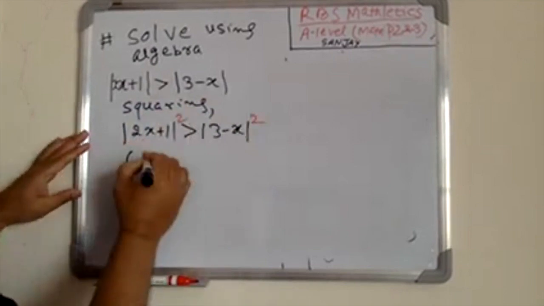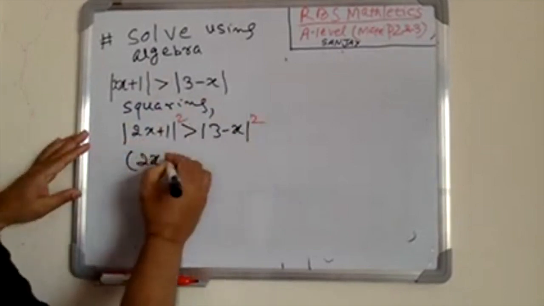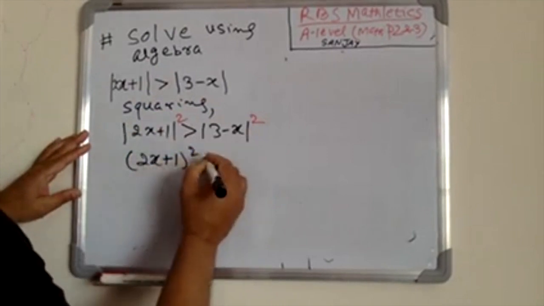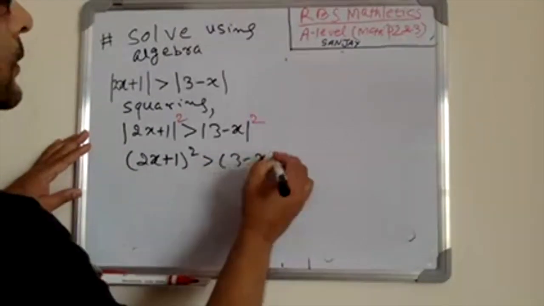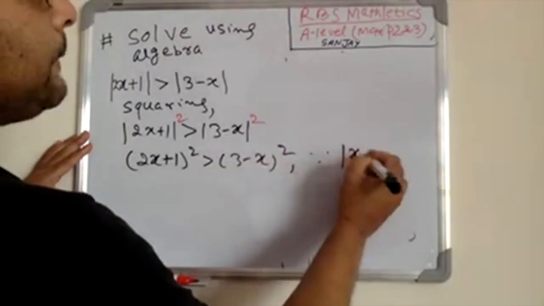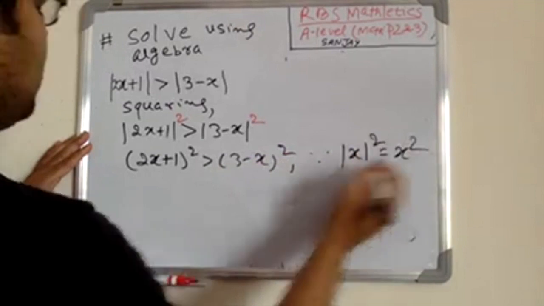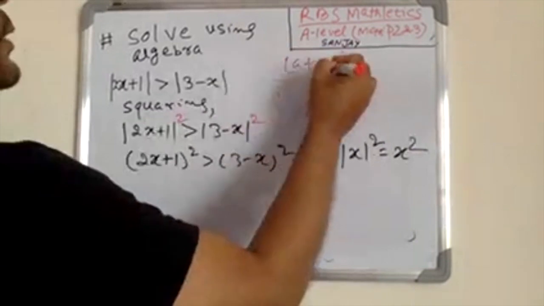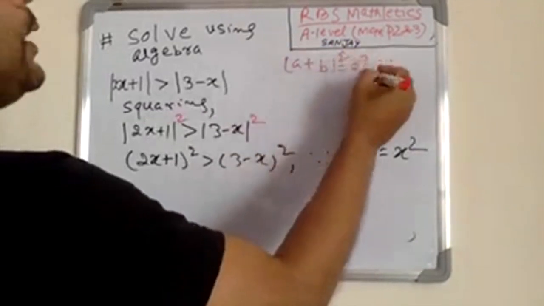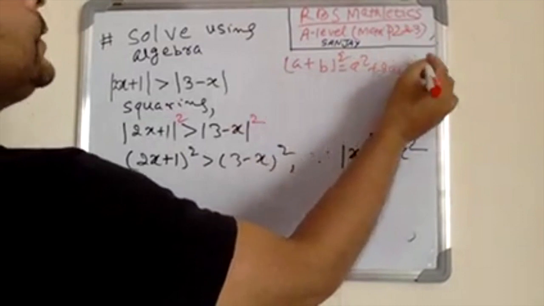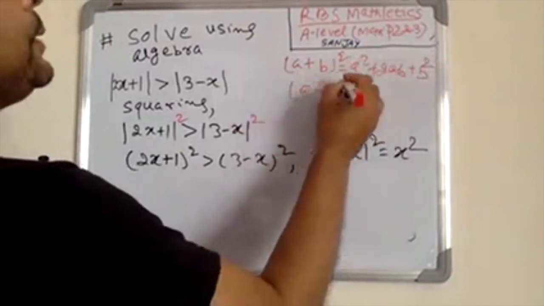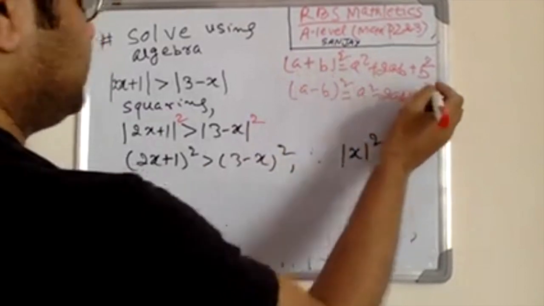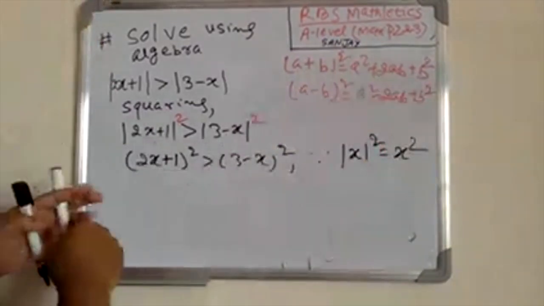Now, after this step, you can write without the absolute value sign, without modulus, (2x plus 1) squared is greater than (3 minus x) squared. The reason is that the absolute value squared is equal to x squared. Now we can expand it by using the formula (a plus b) whole squared, which, as all of you know, is a squared plus 2ab plus b squared. Also, the (a minus b) whole squared formula is a squared minus 2ab plus b squared. So to the left, we use the (a plus b) whole squared formula.